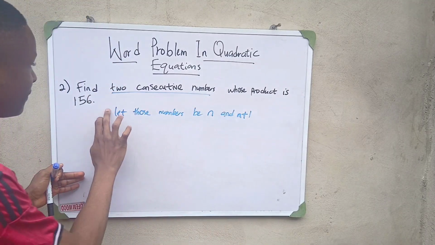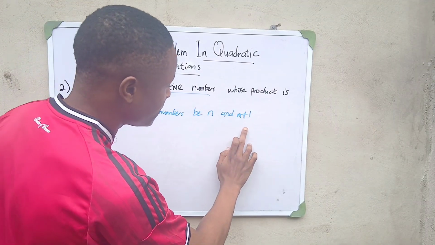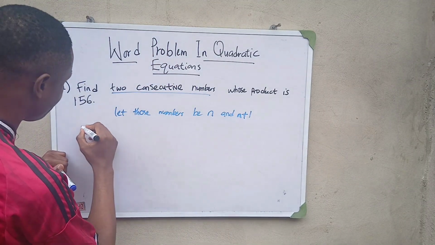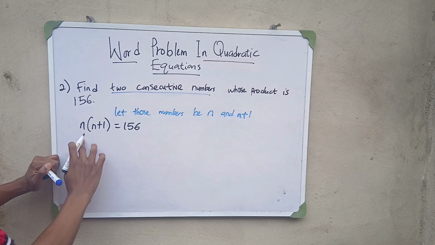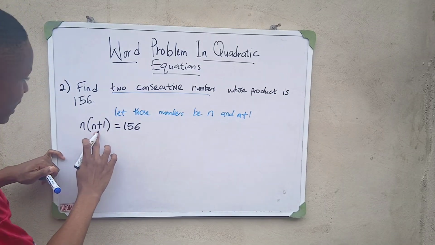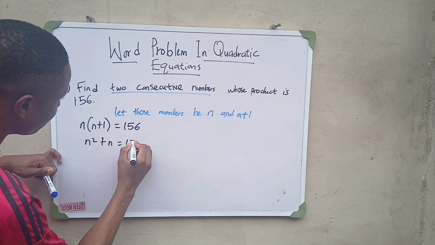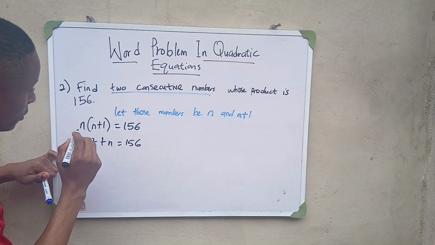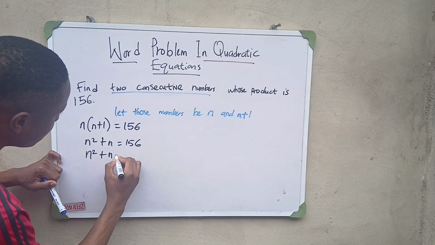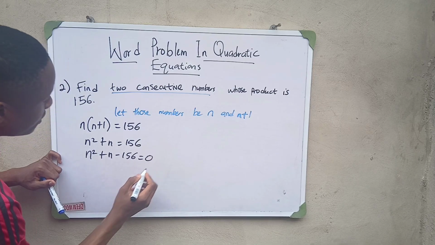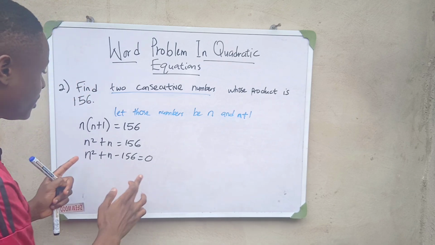Whose product is 156. So if we multiply this number and this number, we'll get 156. That's what it means. So therefore, n into n plus 1 is 156. So now you have interpreted it. So n times n is n square. N times 1 is n, plus n is equal to 156. So now putting it in general format for quadratic equation, we have n square plus n minus 156 is equal to 0. We have converted this word problem into a quadratic equation, which is this.